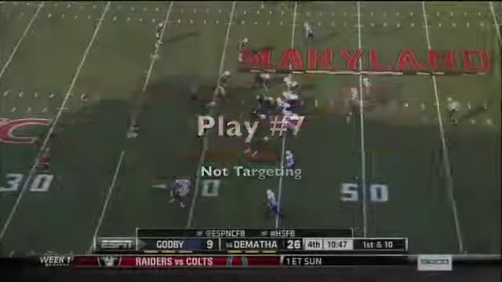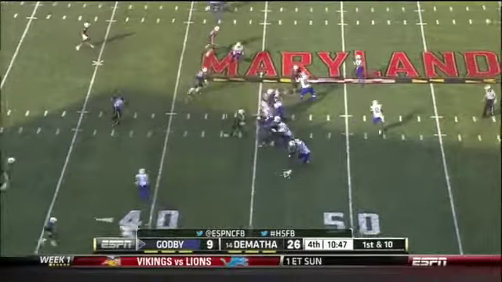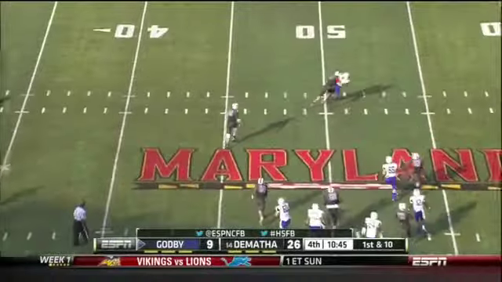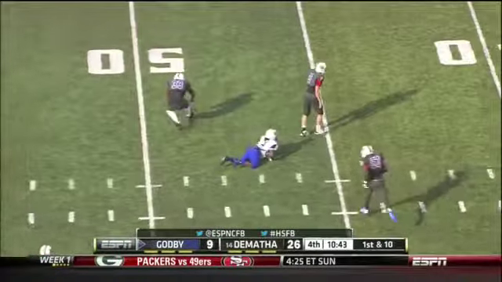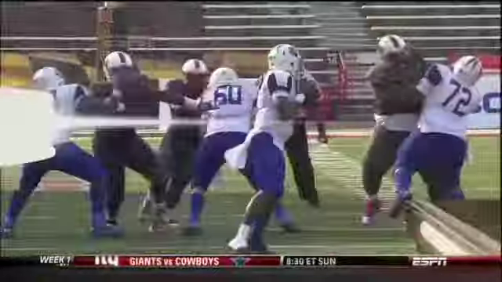So now let's go ahead and look at some plays that are not examples of targeting. And even though these hits are on players that are considered defenseless, they do not rise to the level of a personal foul. Now this first play is easy.